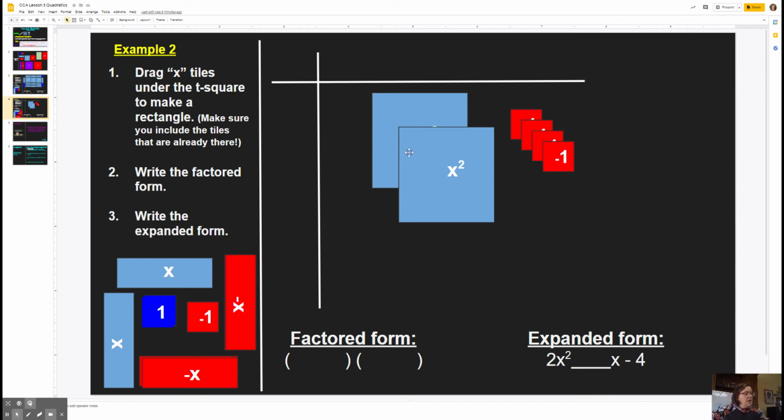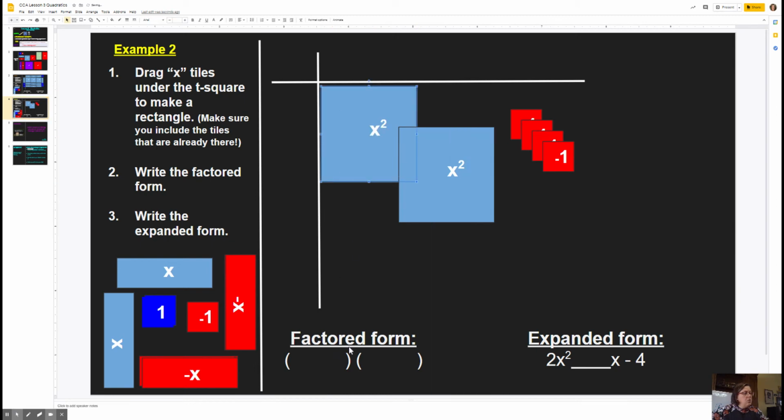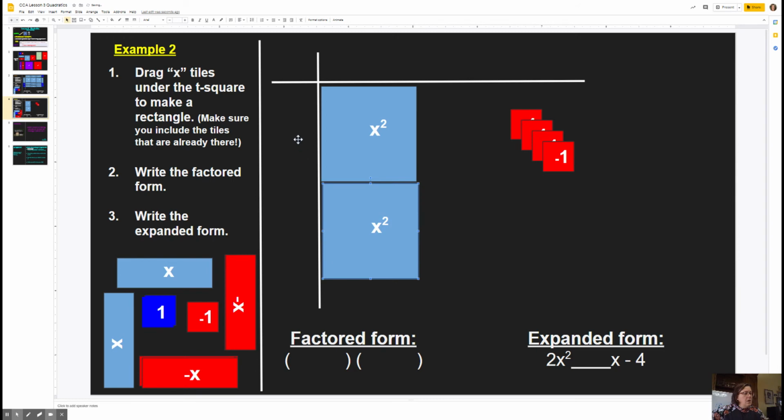So the same thing, I've got these 2x squared, so I'm going to drag each of those. Again, it doesn't matter if you choose to put them vertically or horizontally. It's all going to depend on how they're going to fit, either the height or the length. Then what I'm going to do is take these singletons and put them here off the corner of those x squareds. It's a bit of a challenge today. There we go.